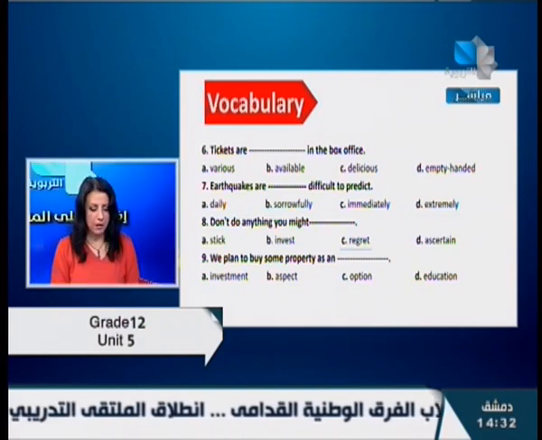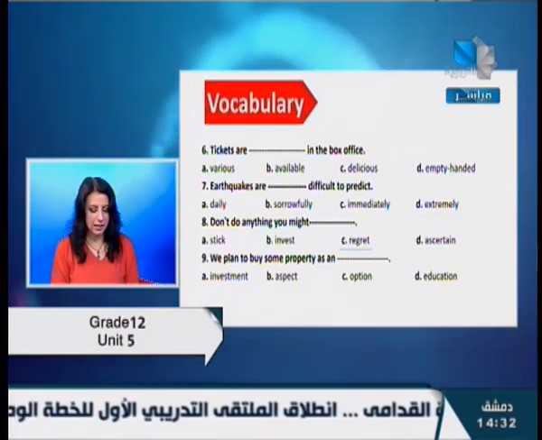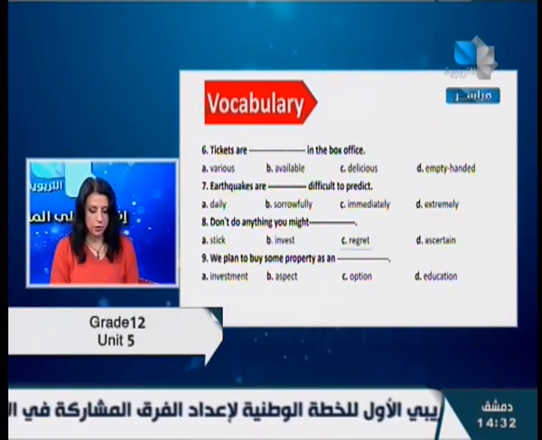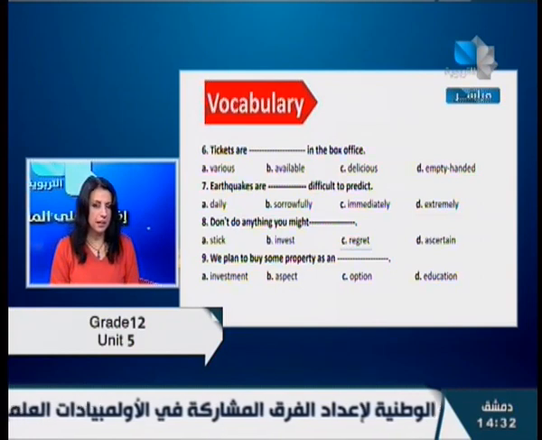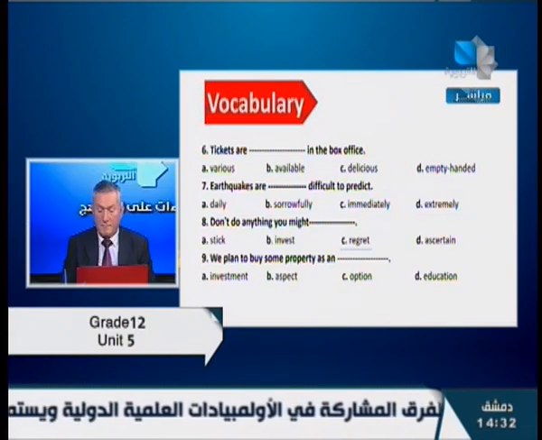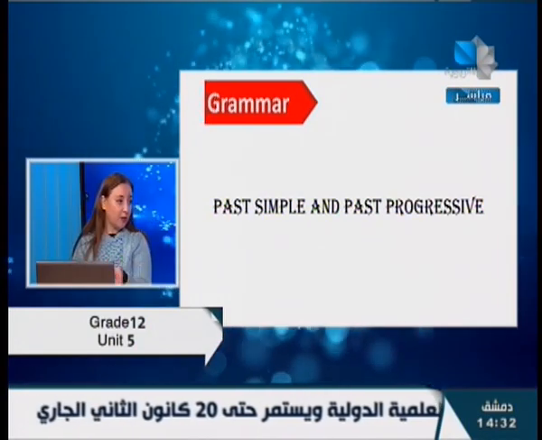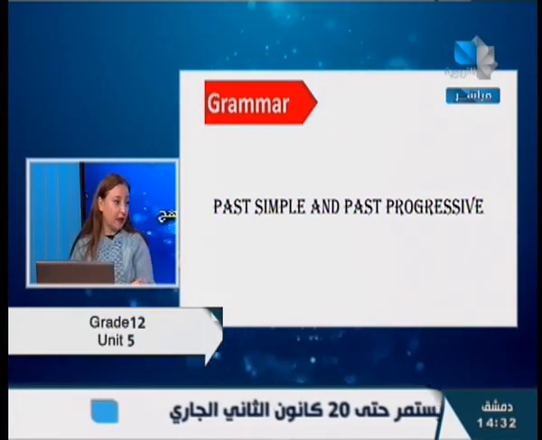Number 9, we plan to buy some property as an investment. A, investment, B, aspect, C, option, or D, education. It's letter A, as an investment.